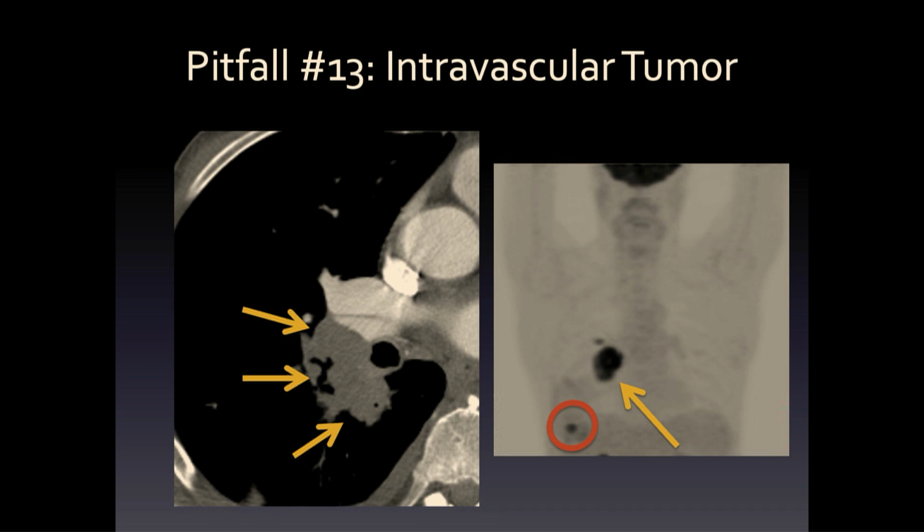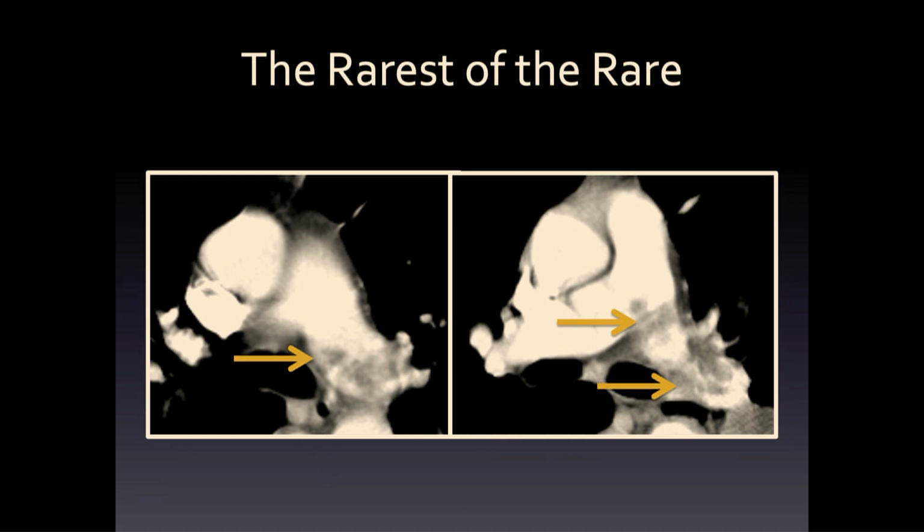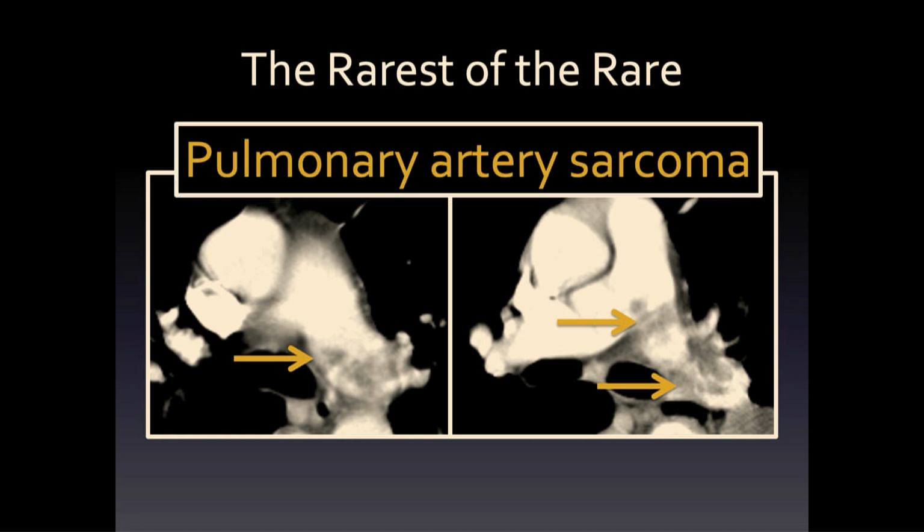And so that's the rarest, and we can go to the rarest of the rarest. That's a filling defect, definitely in an artery. Looks real, but again, this is tumor, and this is a tumor that actually started in the pulmonary artery. Exceedingly rare, but another pitfall.